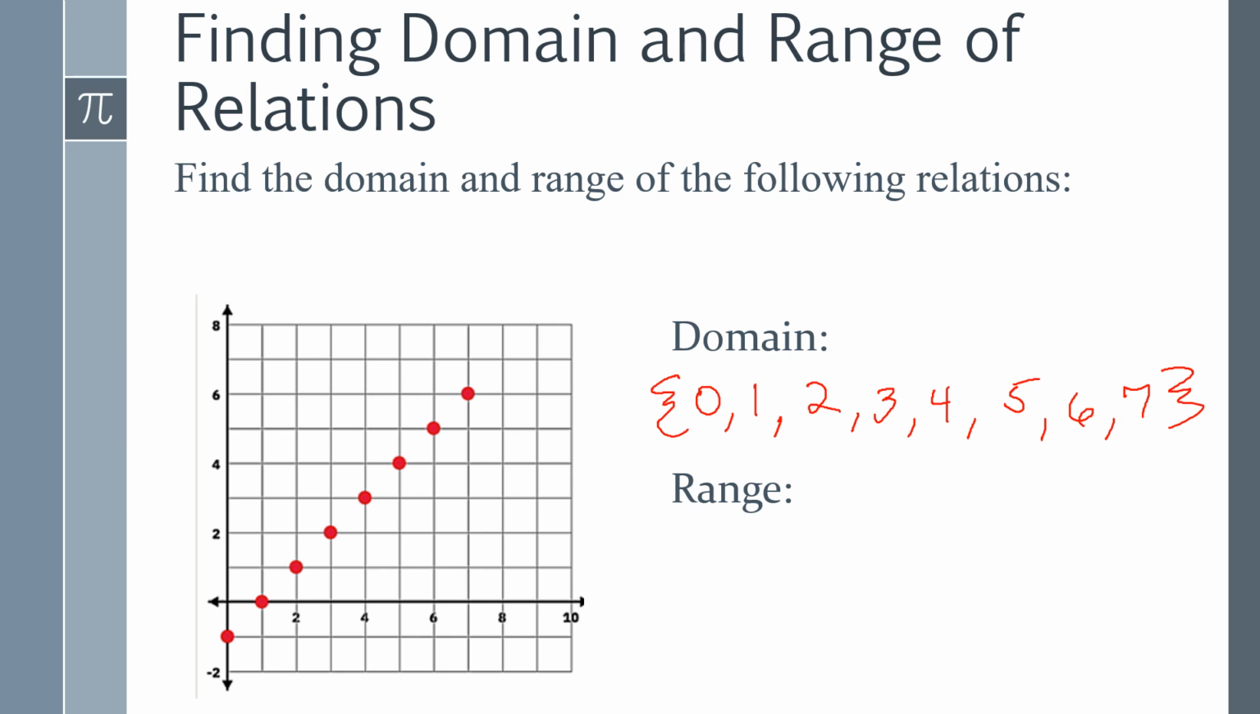Now our range starts at -1, and we go up the integer values up to 6. So -1, 0, 1, 2, 3, 4, 5, and 6. Now, you'll notice there are no values in between. They're just integer values. All right, we have these ordered pairs, and they're all integers.